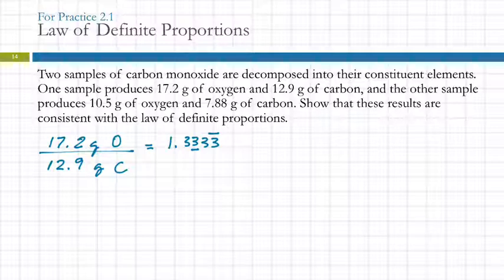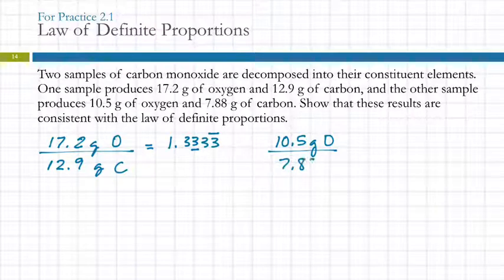And then we look at the other sample, and again, we want to do the same order. We want oxygen to carbon, just because that's what we did the first time. 10.5 grams of oxygen divided by 7.88 grams of carbon. And this time it tells me 1.33248, and it just keeps going. Here again, though, we have 3 significant figures.